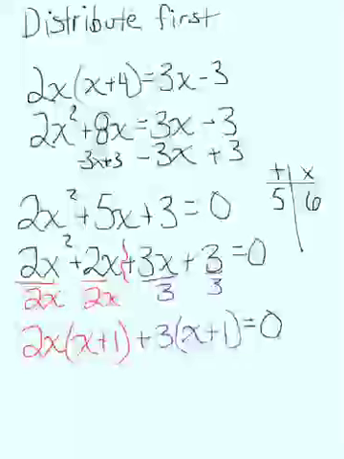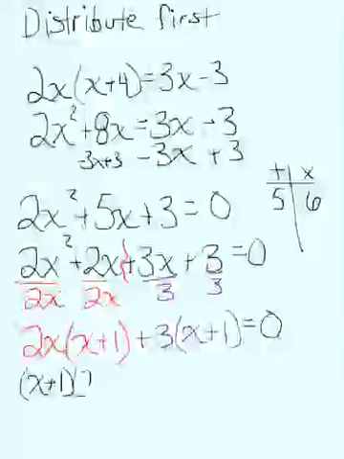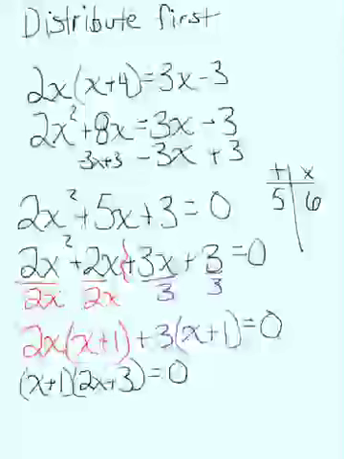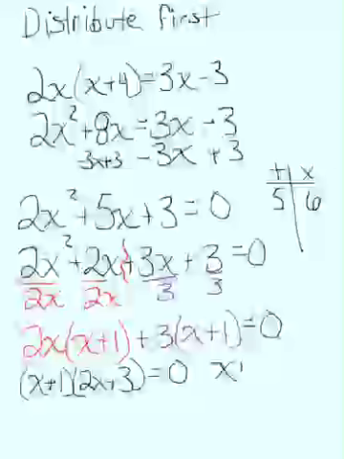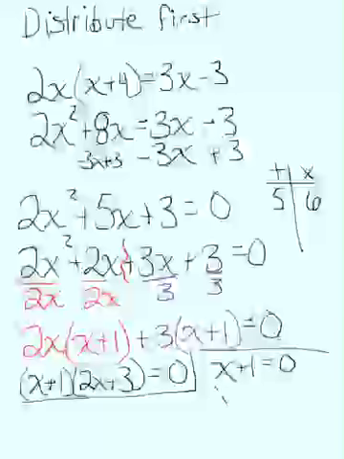How do we know we're on the right track? Because both are matching. When you factor that out, you will have x plus 1 times 2x plus 3 equals 0. Set each factor, each binomial, equal to 0. X plus 1 equals 0. So what are we going to get for that one? X equals negative 1.